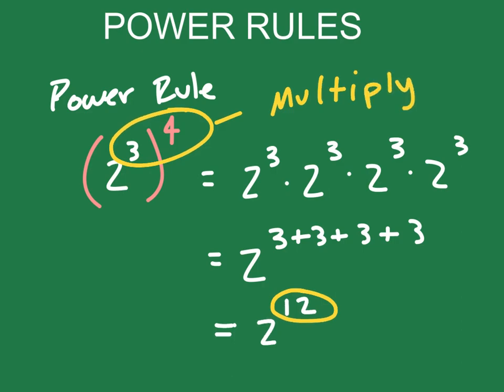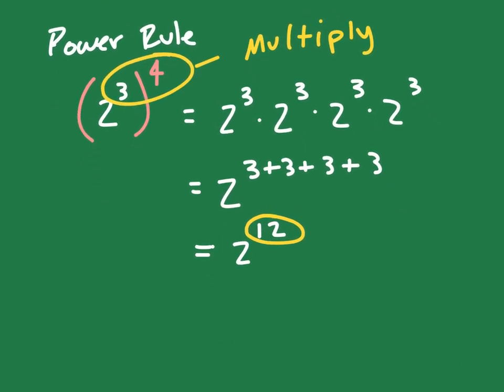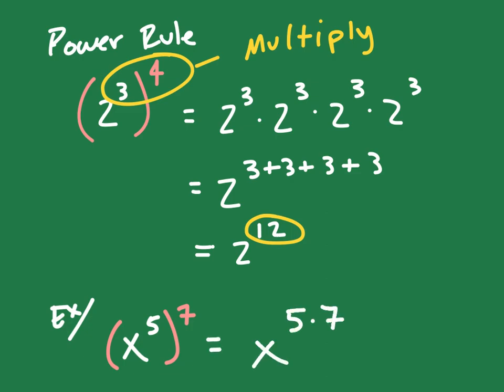So let's extend this to something with variables. Let's look at an example where we've got, say, x to the 5th, and then we're going to raise that to the 7th power. Now, instead of writing this out a bunch of times, let's try just multiplying our exponents. And that's going to give us x to the 5 times 7 power, which gets us x to the 35th power, and that's our answer, okay?